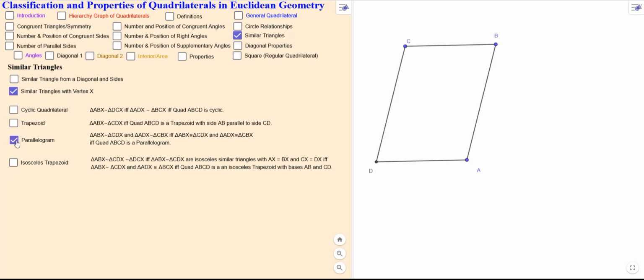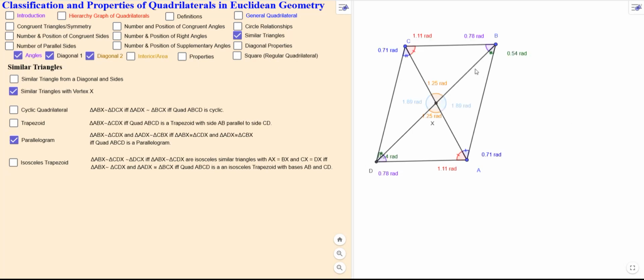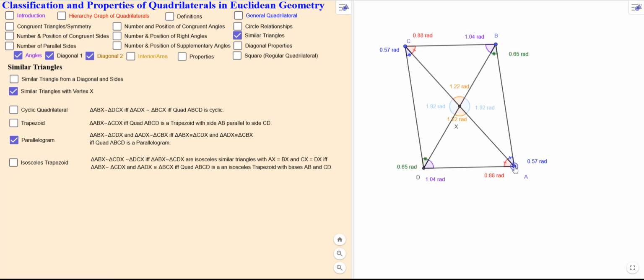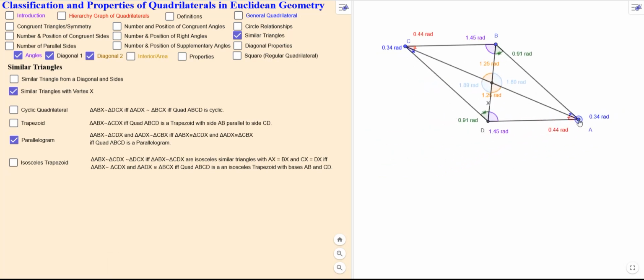Here are the angles there. So if you get these corresponding ones here to be congruent angles, what we get is a parallelogram this time. So let's see what we're looking at here.